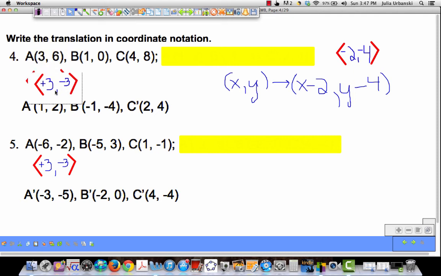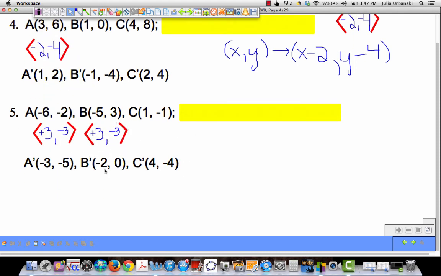There it is. Okay, so now we try it here. -5 plus 3 makes -2. 3 minus 3 makes 0. That one worked. And try it over here. 1 plus 3 makes 4. -1 minus 3 makes -4. So that one worked as well. So this is our vector notation, and it worked.